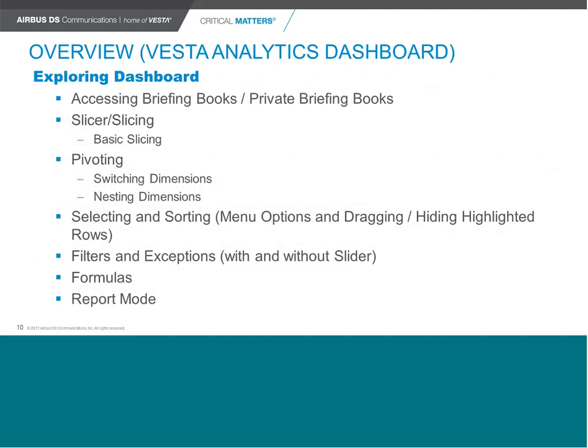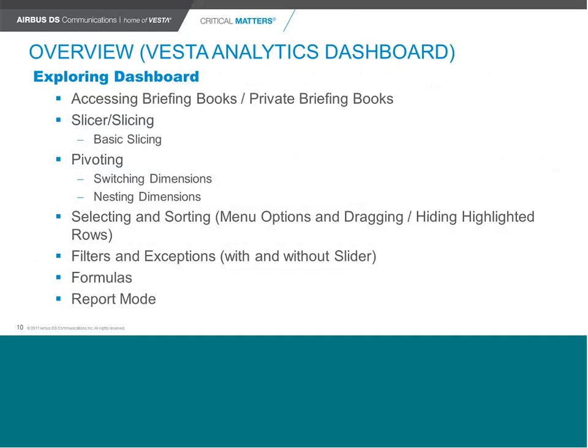Kim gave a really good overview of some of the terms that we use, and I'm going to walk us through a little bit of the lay of the land for our dashboard module. Some of the things we'll be looking at is accessing what we call briefing books. There's a public briefing book and a private briefing book, and this is where we store our dashboard views. We'll talk about the slicer and slicing, which is where we house all those dimensionals. It gives you a different perspective of looking at data.